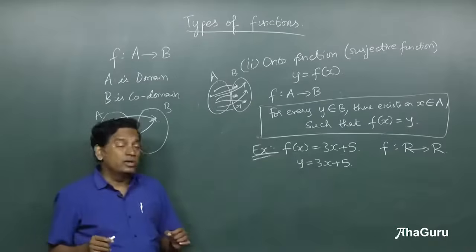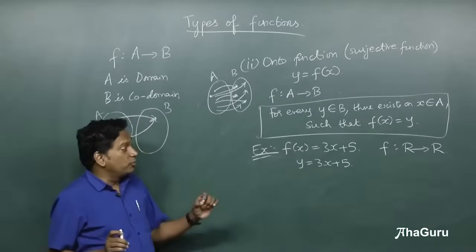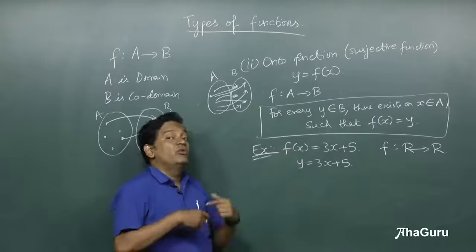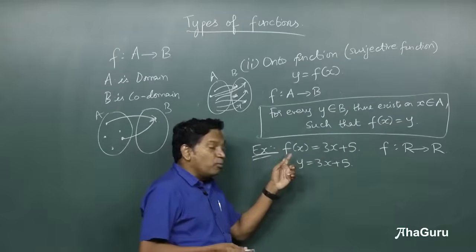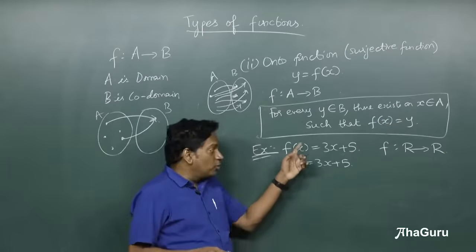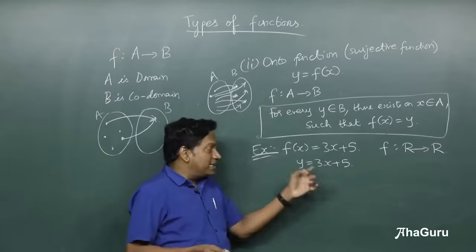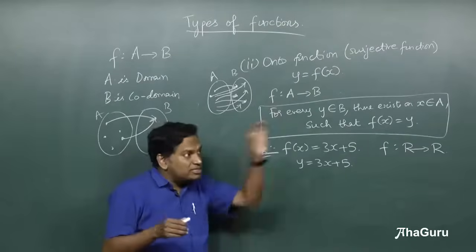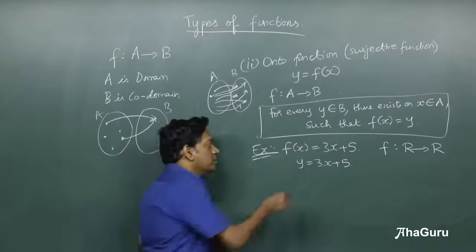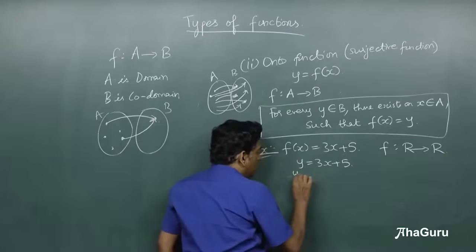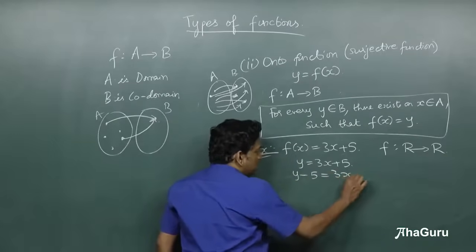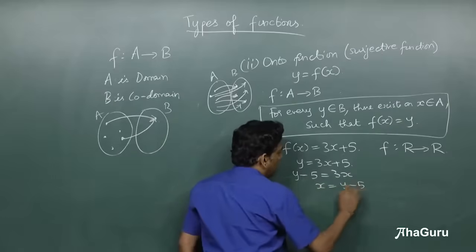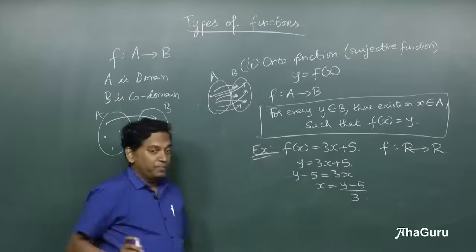How do we find out if a function is an onto function? This condition is all fine, but really what you need to do is, given a y, you must be able to somehow prove that the x exists. What is the best way to do it? Actually calculate the x and show this is the x that will give us the y. So we will say y minus 5 is equal to 3x, and therefore x is equal to (y minus 5) by 3.